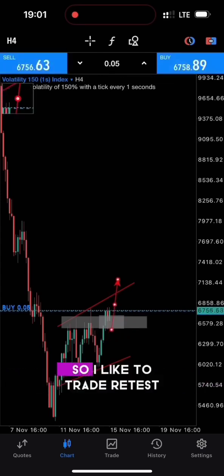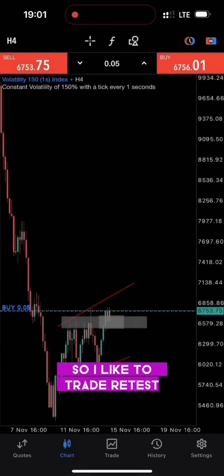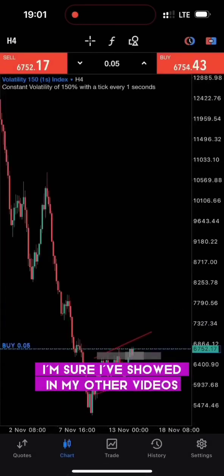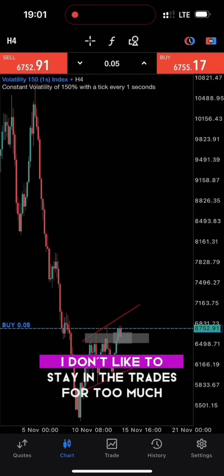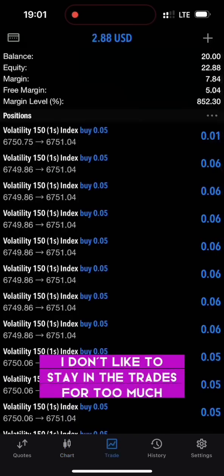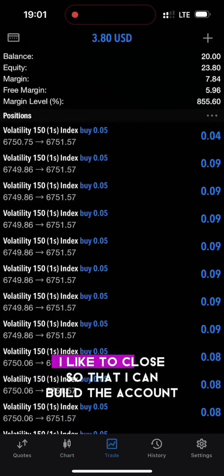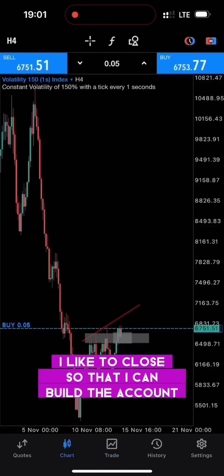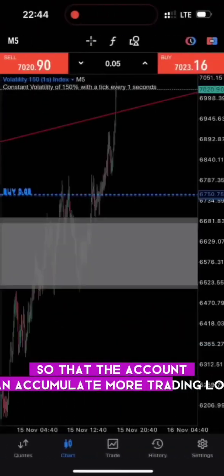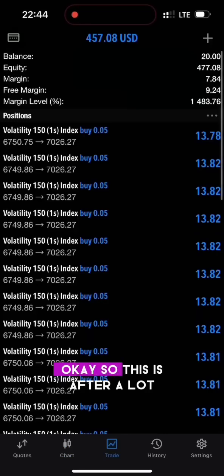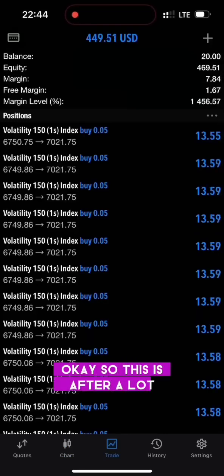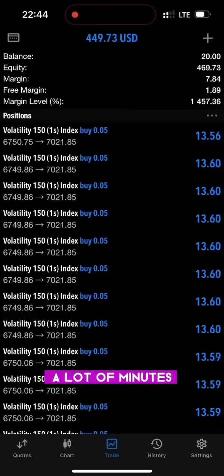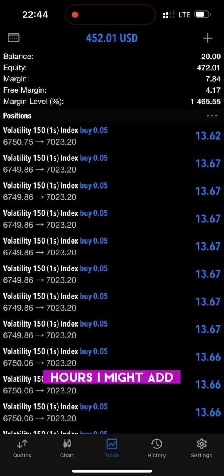Okay, so I like to trade retests. I'm sure I've showed you in my other videos. I like the retest. I don't like to stay in the trades for too long. When I get profit, I like to close so that I can build the account, so that the account can accumulate more trading lots.